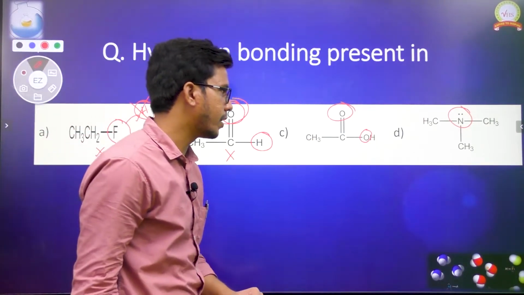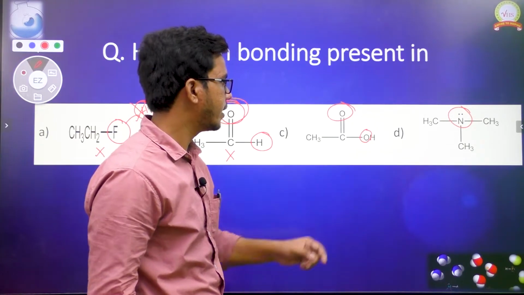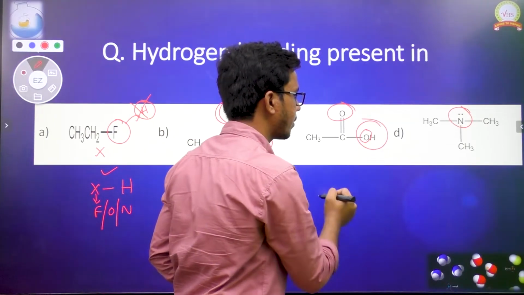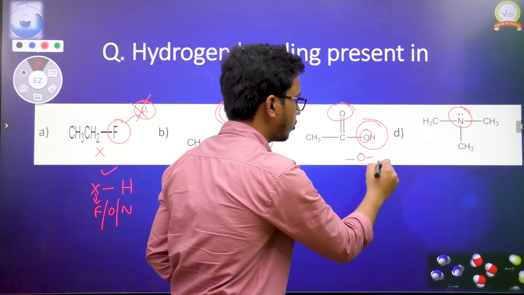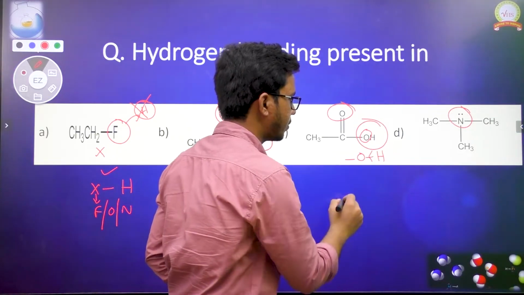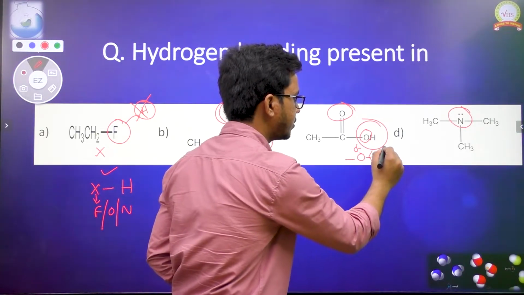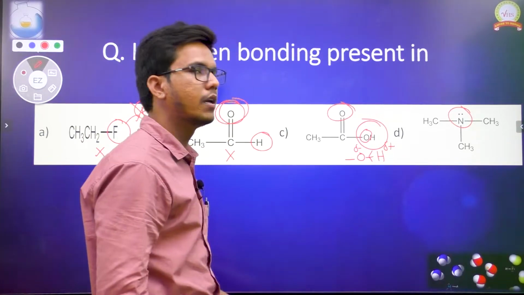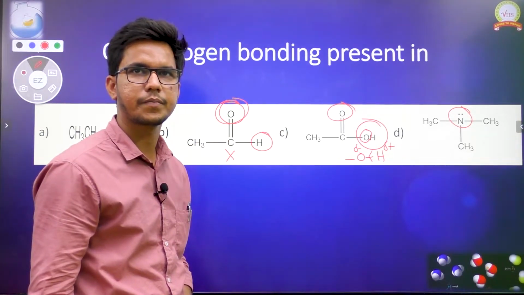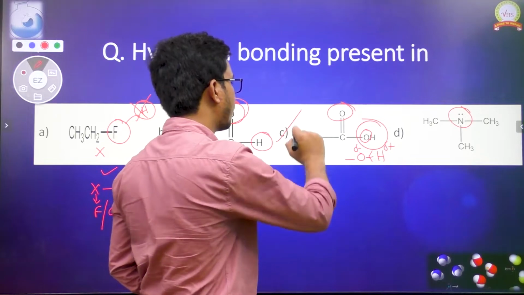And if you take the third one, we have oxygen directly connected to hydrogen. When oxygen is directly connected to hydrogen, what happens? Shared pair shifting takes place towards oxygen. Oxygen gets a partial negative charge and hydrogen gets a partial positive charge, by which it can form hydrogen bonding. That's why the third one forms hydrogen bonding.